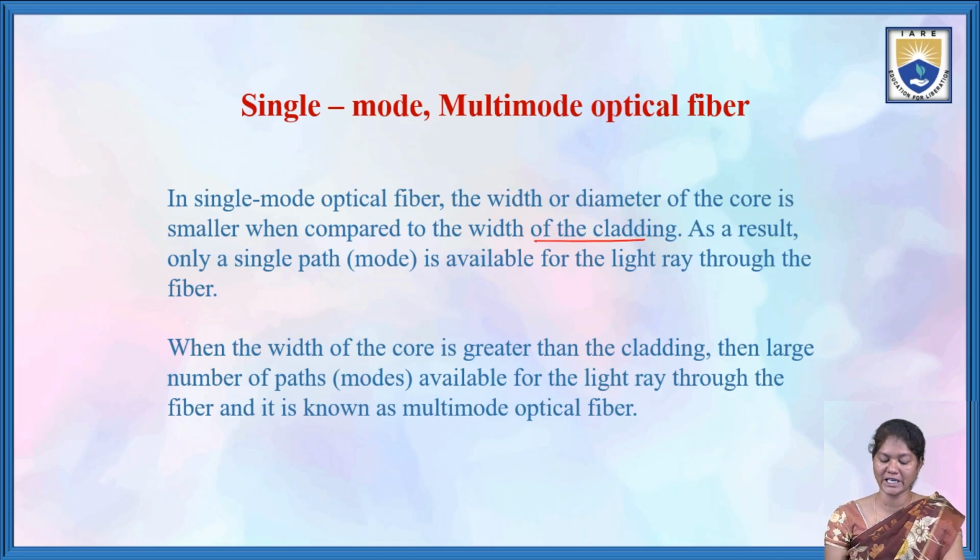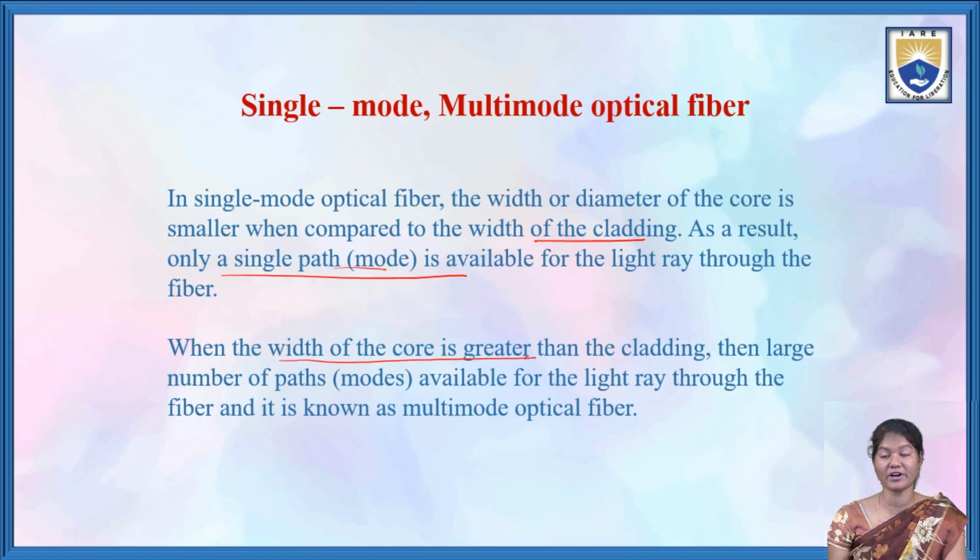As a result, only a single path is available for the light ray to travel through the optical fiber. So in single mode optical fiber, the width of the core is smaller than the width of the cladding. Because of that type of construction, only a single mode can be available for the light ray to travel through the optical fiber.